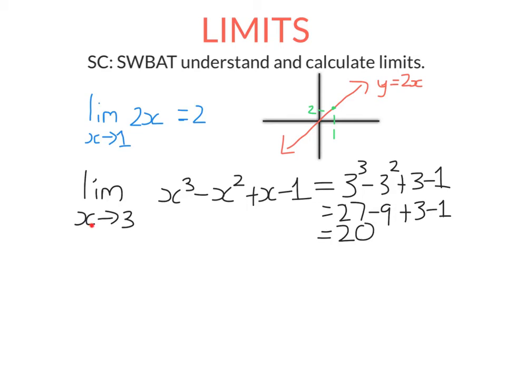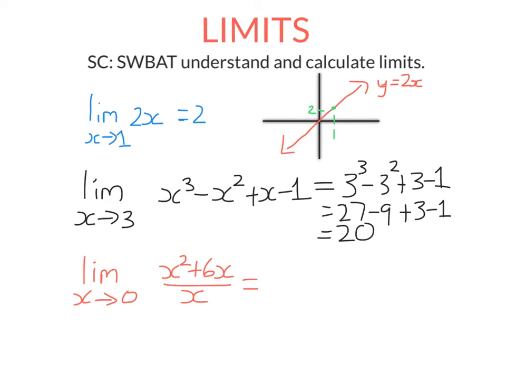But sometimes you will not be able to simply substitute the value that x is approaching. So if I, for example, take the limit as x approaches 0 of (x squared plus 6x) over x, I would have a problem if I tried to substitute x equals 0. I would get 0 over 0, which is undefined. So what I can do is try to make this easier to work with.